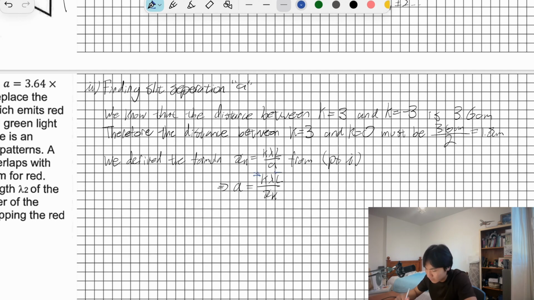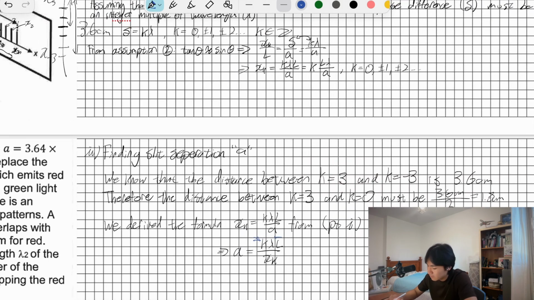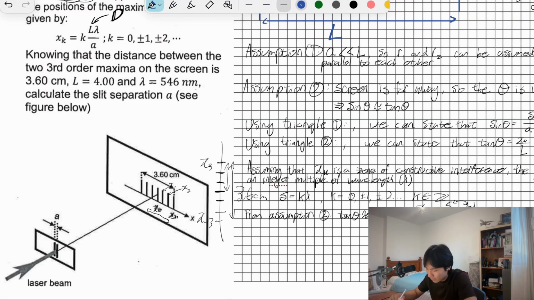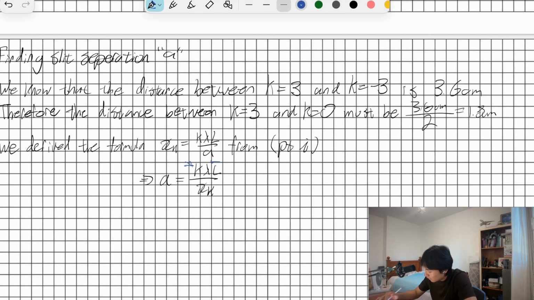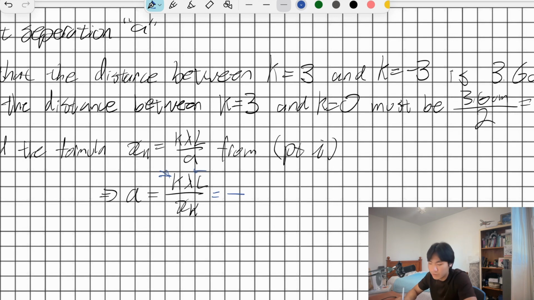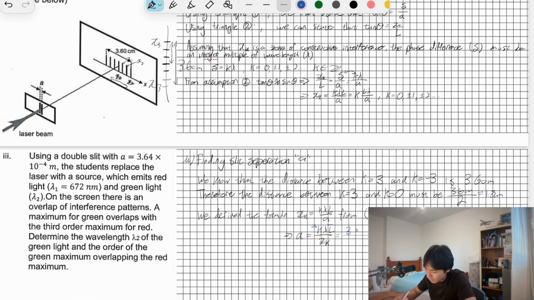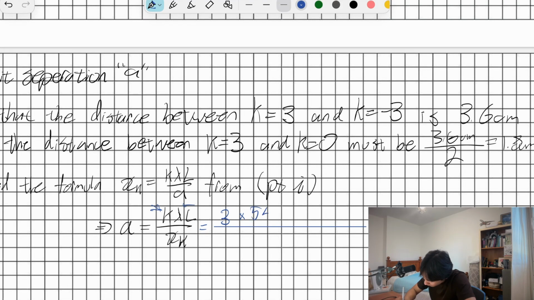You know that lambda is 546 nanometers, and L is equal to 4 meters. The xk was 1.8 centimeters. By plugging that in, now we're doing the numerical application part, that is part 4, if I remember correctly. k is 3, times the wavelength, 546 times 10 to the power of minus 9.